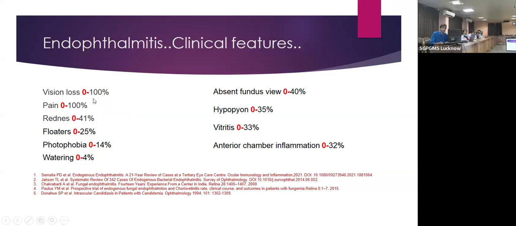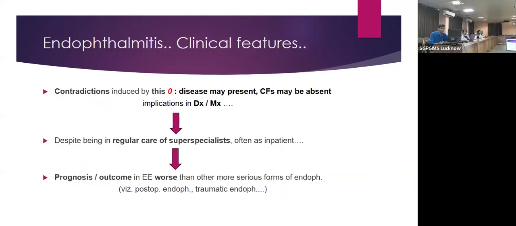How endogenous endophthalmitis will present is still not clear. Each patient in this way is unique. There may not be any features, or there may be a lot of features, or a mix of features in between. And this is problematic, because disease may be present and clinical features may be absent. And this has a direct implication on the diagnosis and management, as you understand.